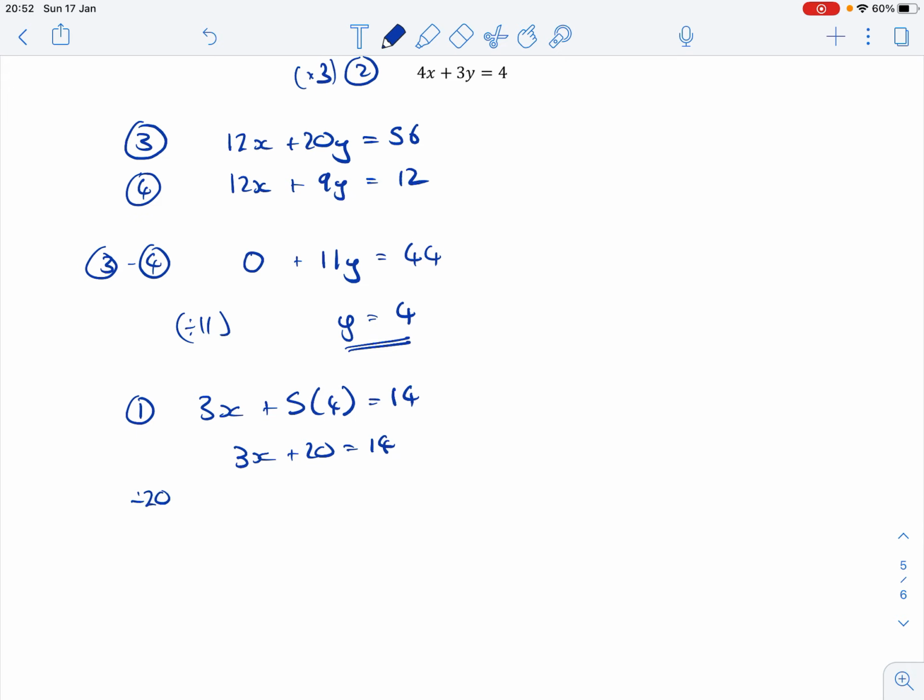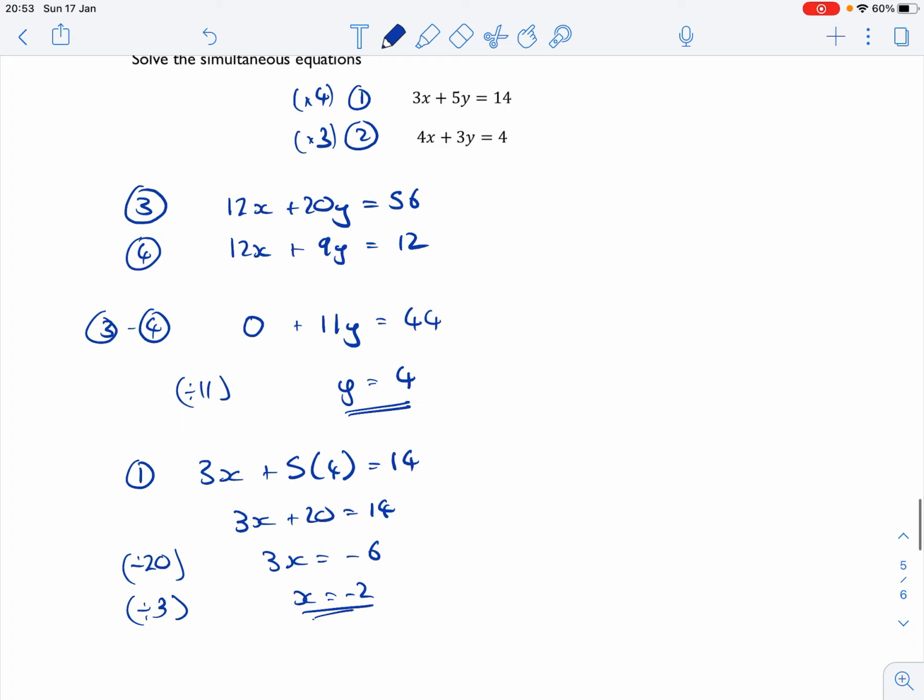Subtract 20 from both sides. 3x is equal to negative 6. Divide by 3. x should be equal to negative 2. As ever, we check. So we check by taking equation 2 and putting in. So 4 times negative 2, plus 3 times 4 should be equal to 4. 4 times negative 2 is negative 8. 3 times 4 is 12. It's equal to 4. So we get 4 is equal to 4. So it does work.